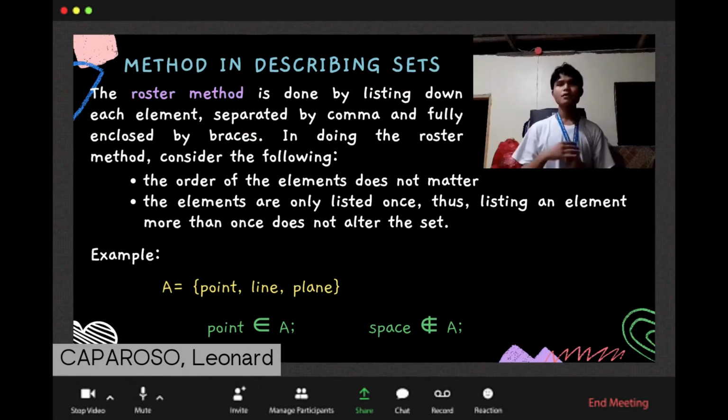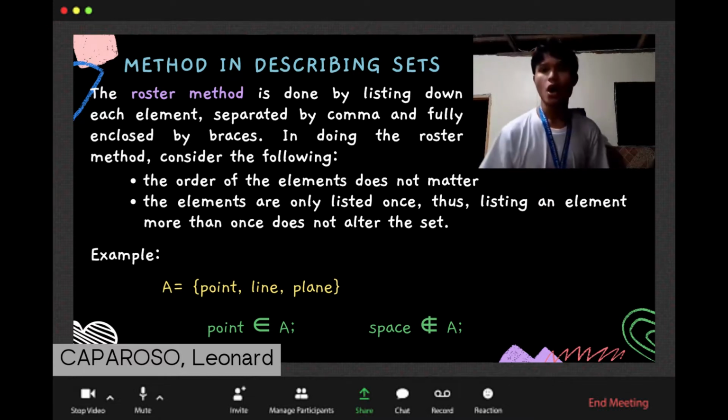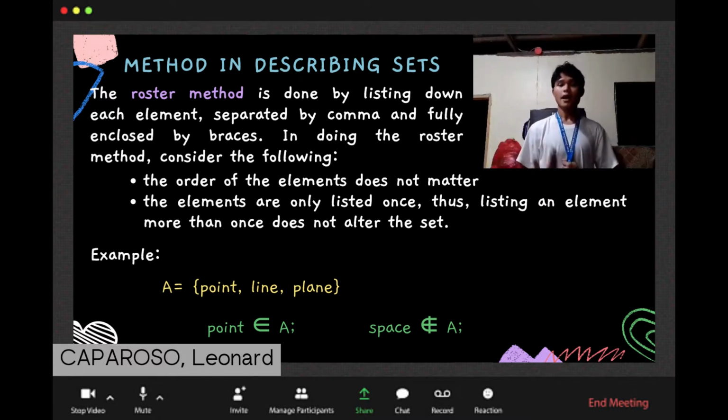The method of describing sets, the roster method, is done by listing each element separated by commas and fully enclosed by braces. In doing the roster method, the order of the elements does not matter. The elements are only listed once, thus listing an element more than once does not alter the set. For example, A is equal to {point, line, plane}.